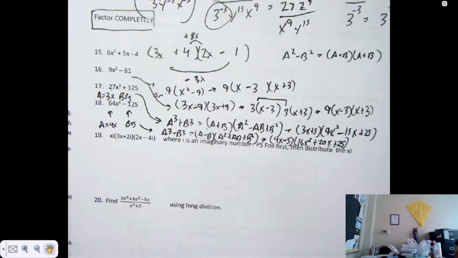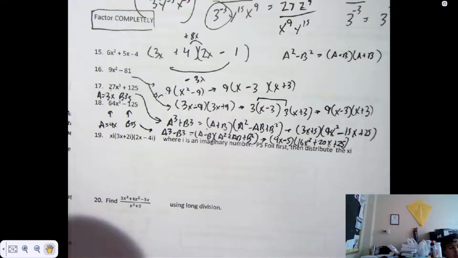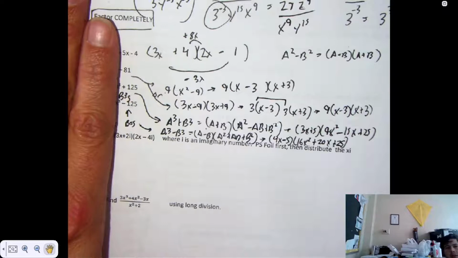Now, this is a new question. You haven't done anything like this in your homework. It's one of those rare situations where something shows up on a test that you actually haven't done in class, for the most part in Algebra 2. It is kind of rare. I made it like this so that you couldn't just cheat with a calculator. What I'm going to do is focus on that 3x plus 2i and 2x minus 4i.